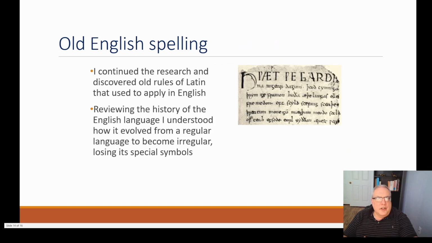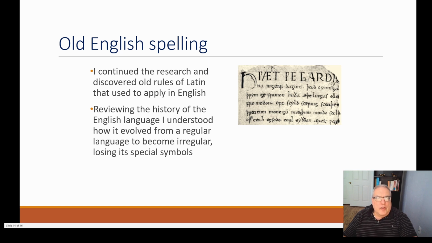So I continued the research, and I found that most of the words of English either come from Old English or come from Latin. The great majority of them, almost 85%, come from Latin. And most of the rest come from Old English. Old English followed the rules of Latin. It was a regular language. It used the rules of the Latin alphabet. Not only that, but Old English created new letters to represent their sounds, which were not included in the Latin alphabet.